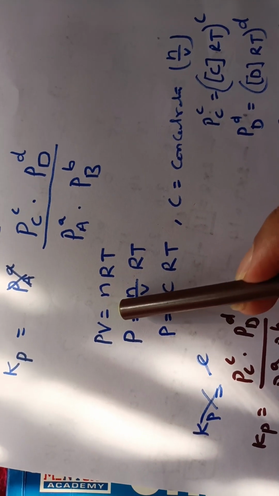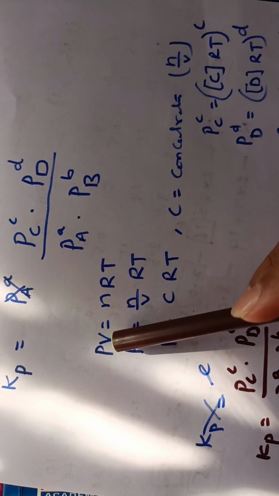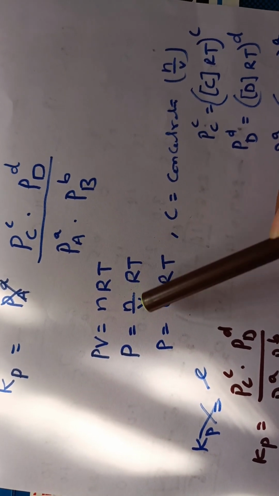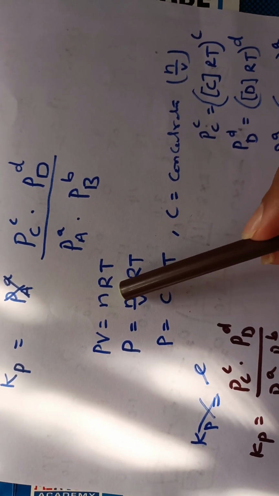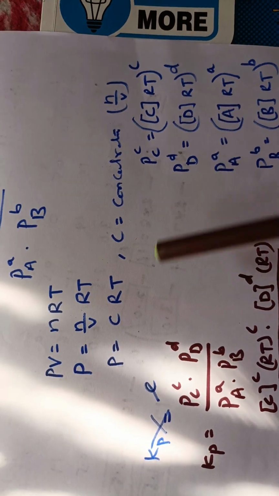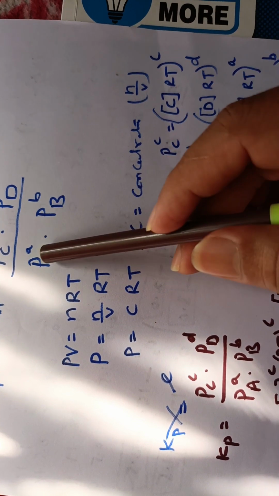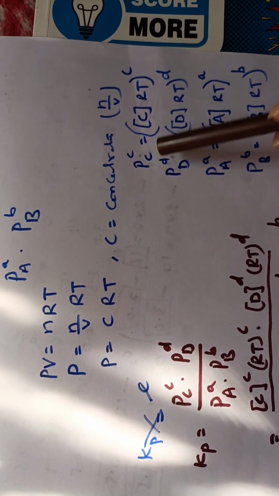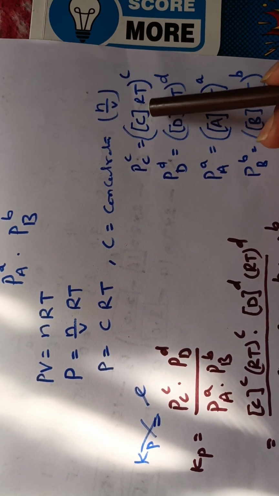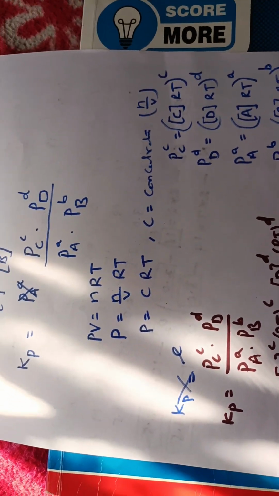After that, we know for ideal gas the equation PV equals nRT. P equals, if V goes to the right side, n by V into RT. This n by V, number of moles per volume, means concentration. C is the concentration. Now from this formula we have to write all these values: what is PC, what is PD, what is PA, what is PB. PC means, in the place of C we write the C concentration simply. So C concentration times RT, with power c.